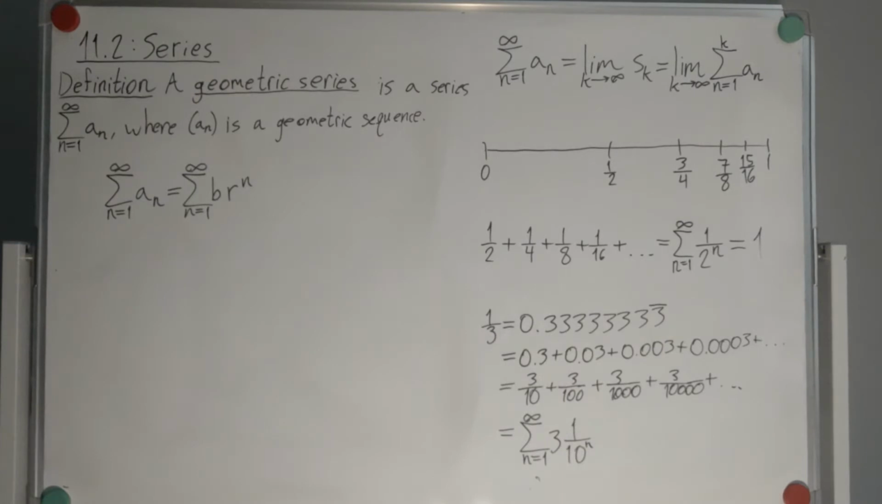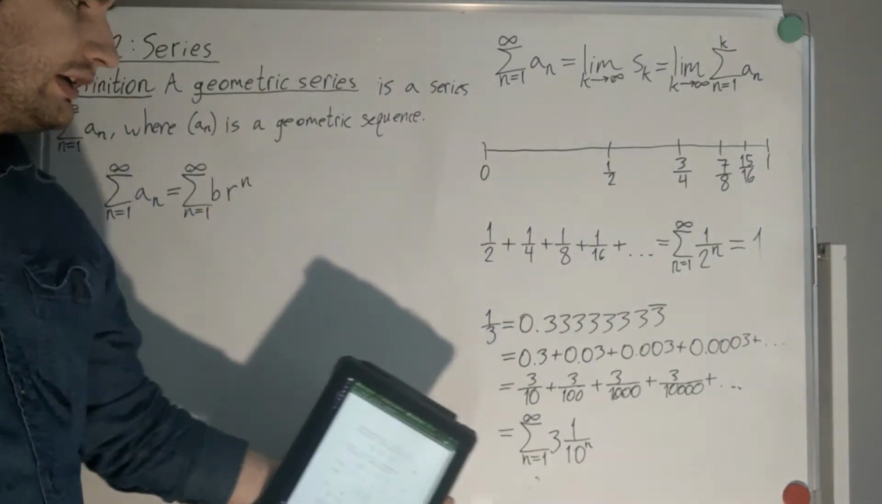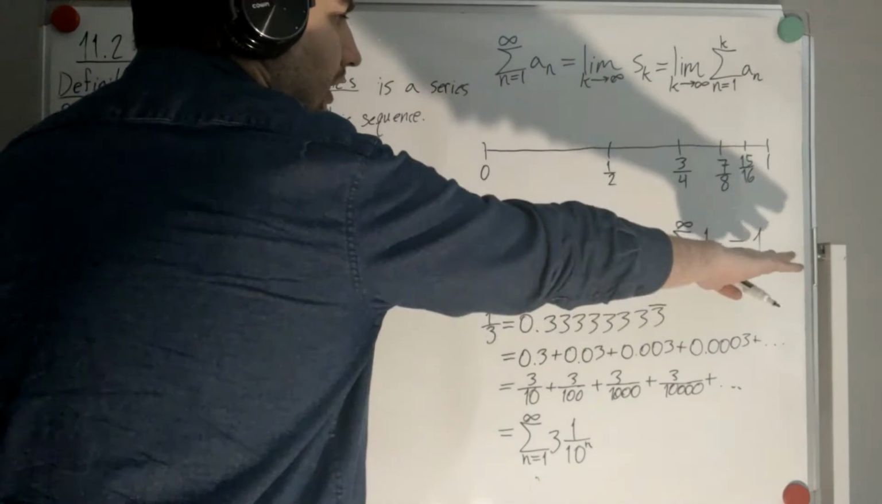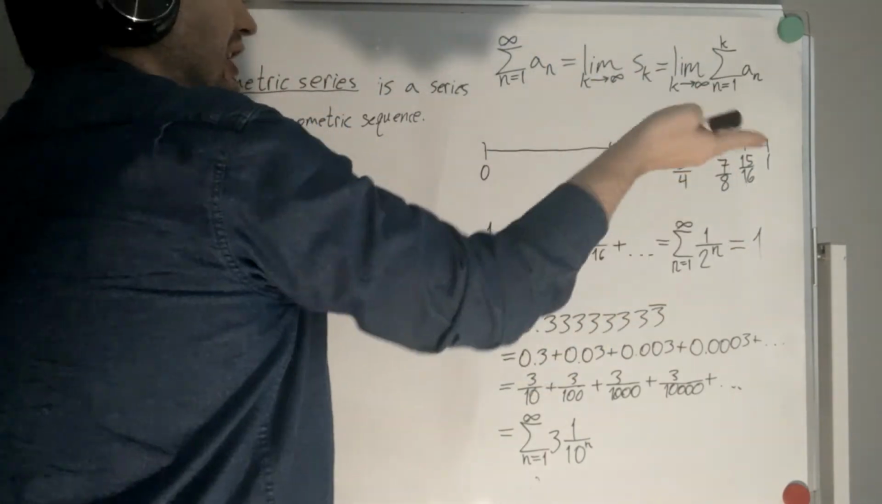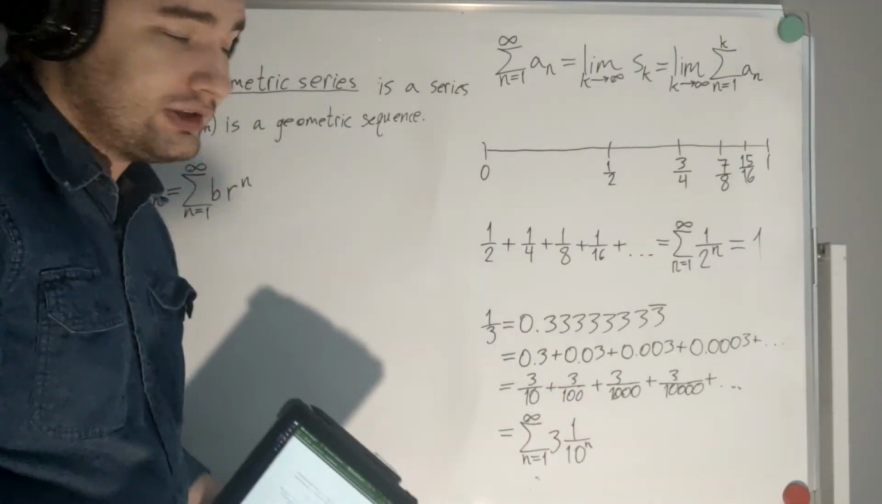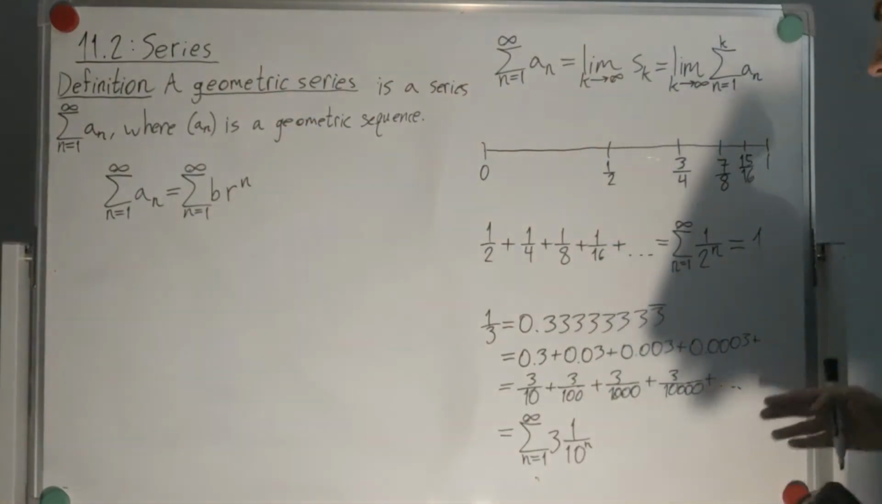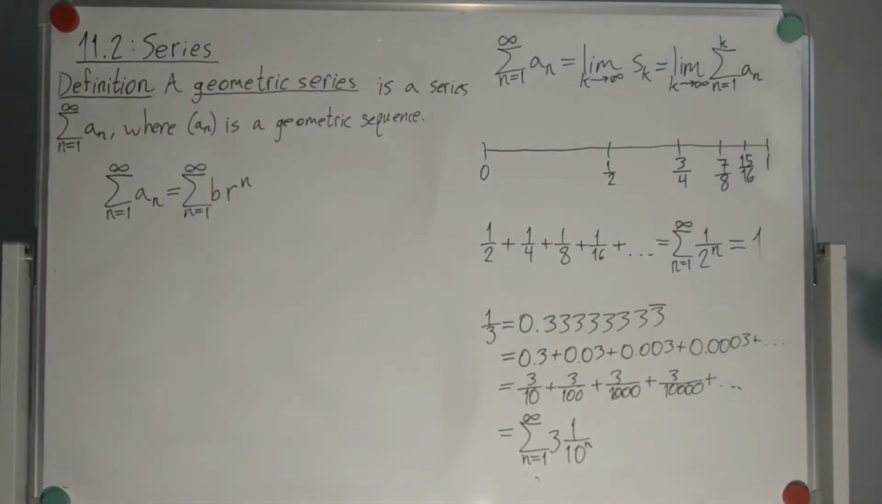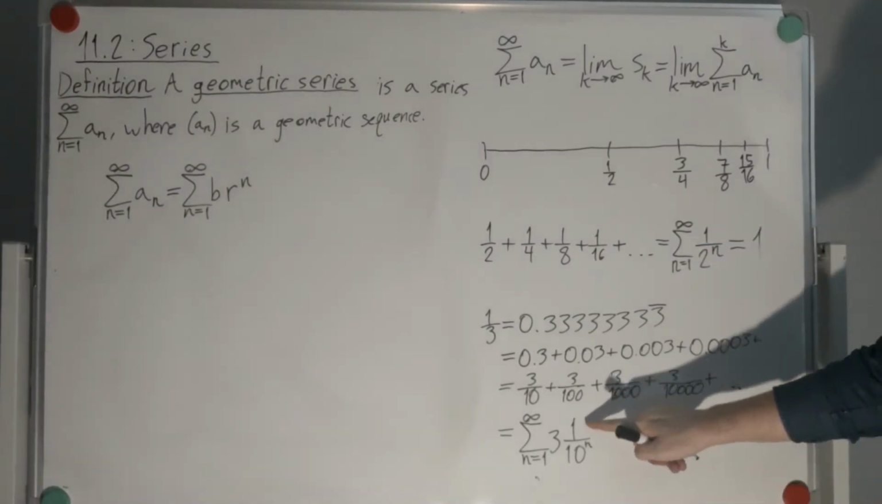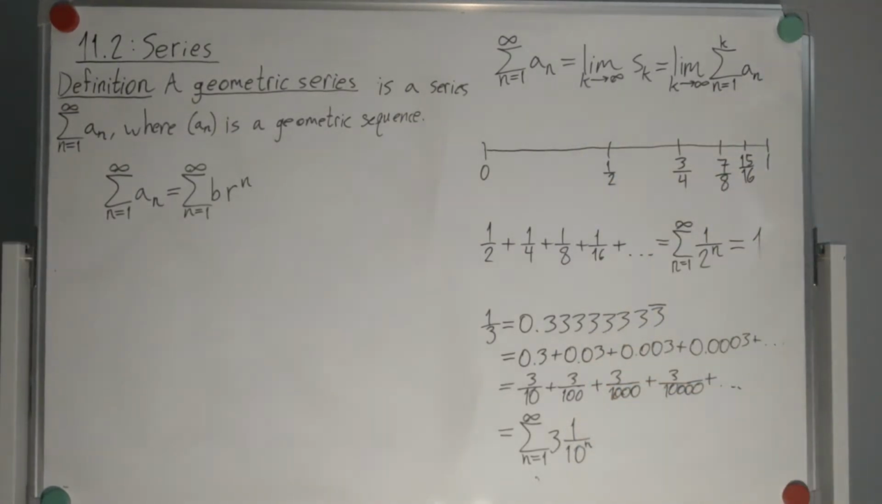Now, let's ask a question. First of all, let me just point out, both of these series that I gave as examples, this one here, which is 1, and this one here, which is 1/3, are both called geometric series because they're both a constant raised to a power times some constant. This one is 1/2 raised to the n times 1, and this one is 1/10 raised to the n times 3. Okay, so they're both geometric series.